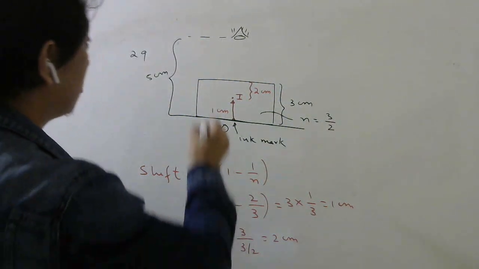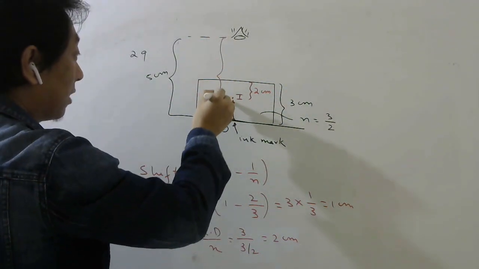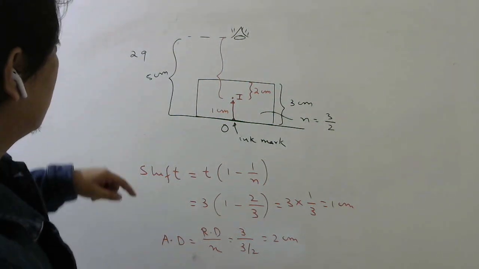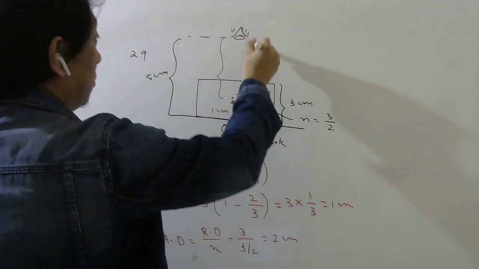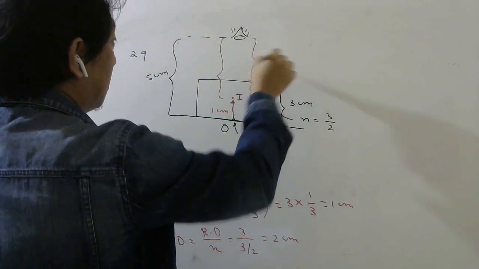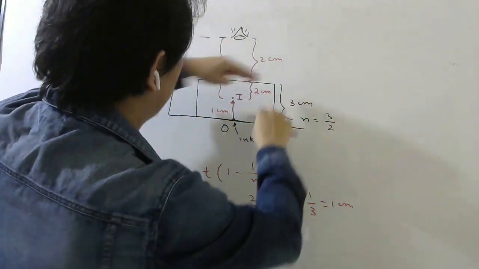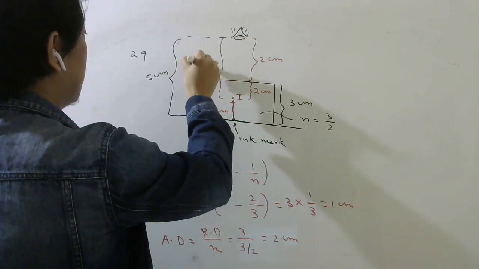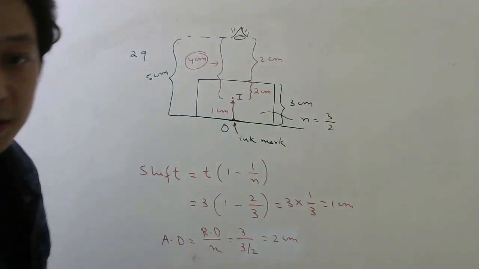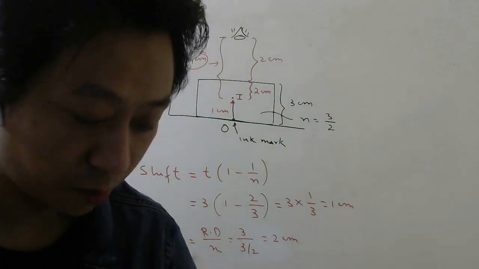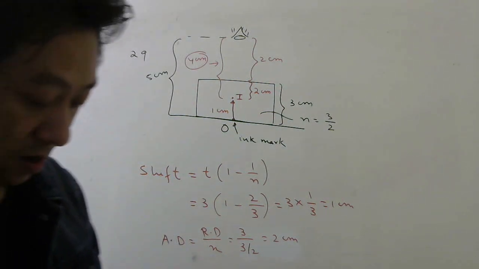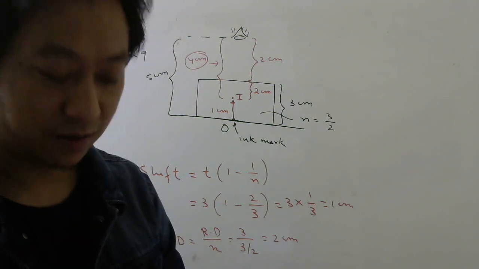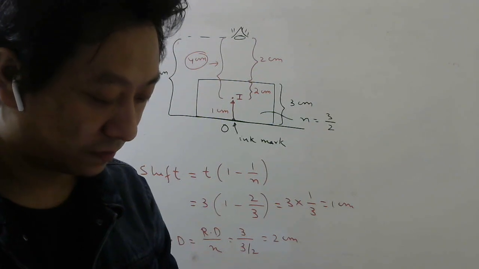Now from the observer to the mark will be what distance? So this is also 2, because this is 5, this is 3, so this is 2, this is 2, this is 2, so this answer will be 4 centimeter. So answer is 4 centimeter. Okay, because they want the distance of the mark as seen by the observer, that is, from the observer.